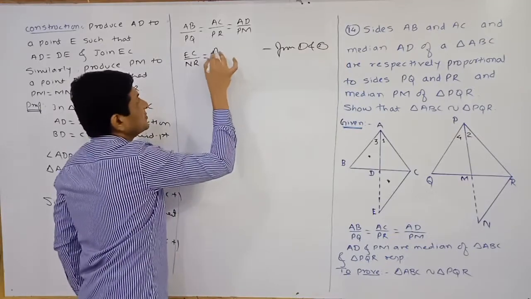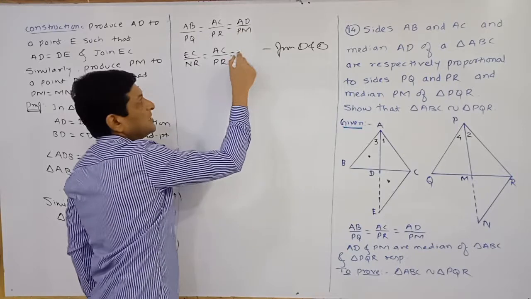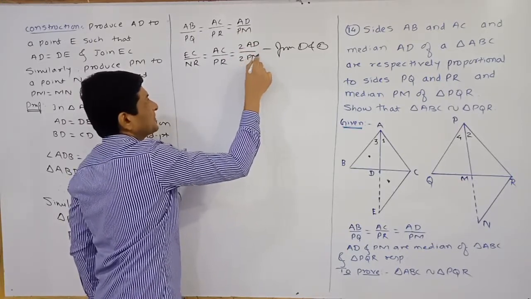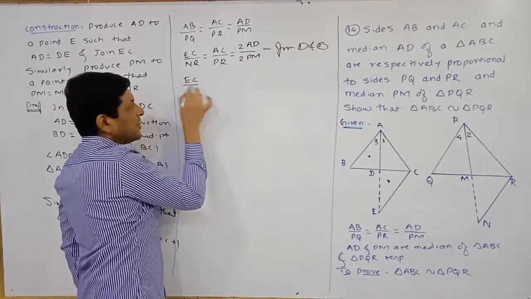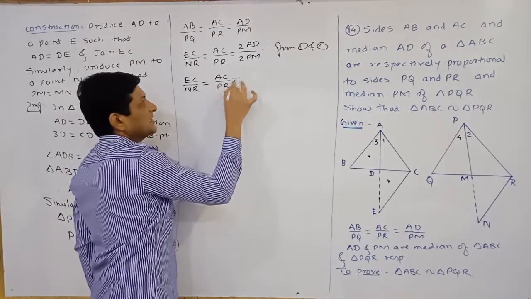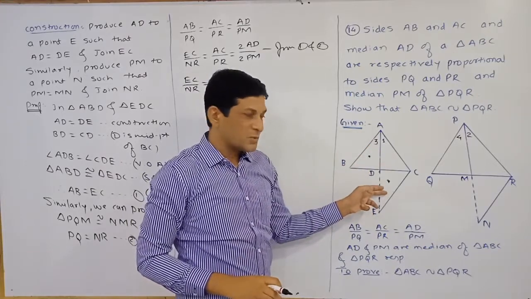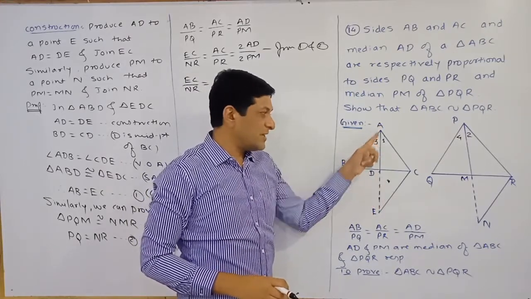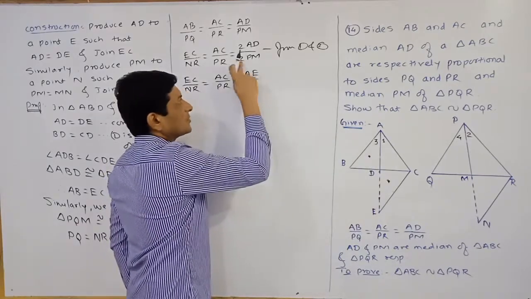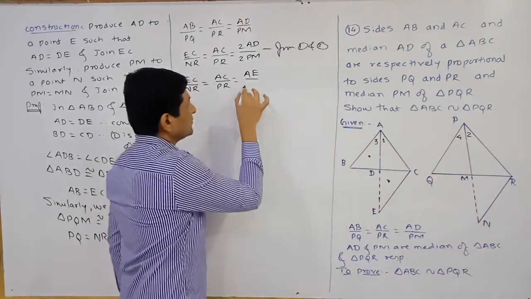We are not disturbing this second term. AC upon PR, keep it as it is. Now AD upon PM also as it is. Just simply I am multiplying the numerator and denominator by 2. So here EC upon NR, keep it as it is, equals AC upon PR also as it is. Now twice of AD, already this AD will be equal to DE. So that's why we can say that twice of AD will be equal to AE. And here twice of this PM will be equal to PN. So from construction.